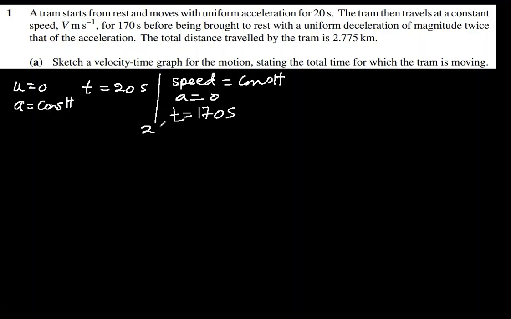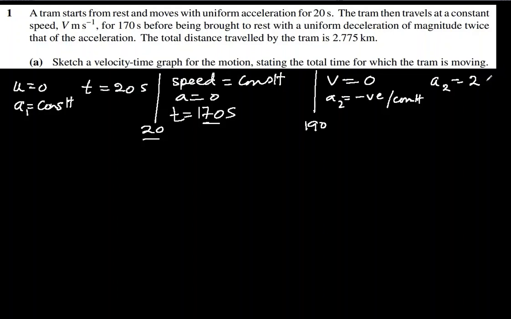So this ends at 20, and this will end at 190 seconds, right? 20 plus 170 more. Before being brought to rest, finally there is a third stage where v is 0, with uniform deceleration. So acceleration is negative but constant, of magnitude twice. Let's call it A1 and A2, and A2 is twice A1. So it reduces its speed faster than it increases in the first stage.